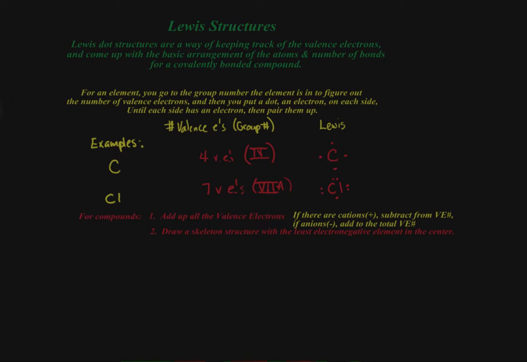Now we're going to draw a skeleton structure, and the skeleton structure is going to have the least electronegative element in the center, most of the time. Sometimes symmetry will cause issues, or sometimes restrictions like not having enough orbitals to make those bonds. Hydrogen has only the s subshell. It only has one unpaired electron. It can only form one bond, so it will never be the center atom.